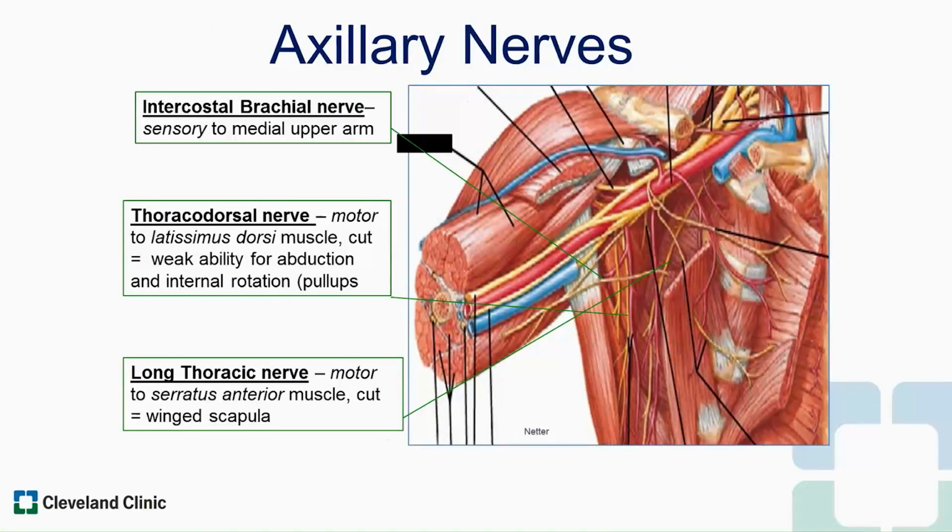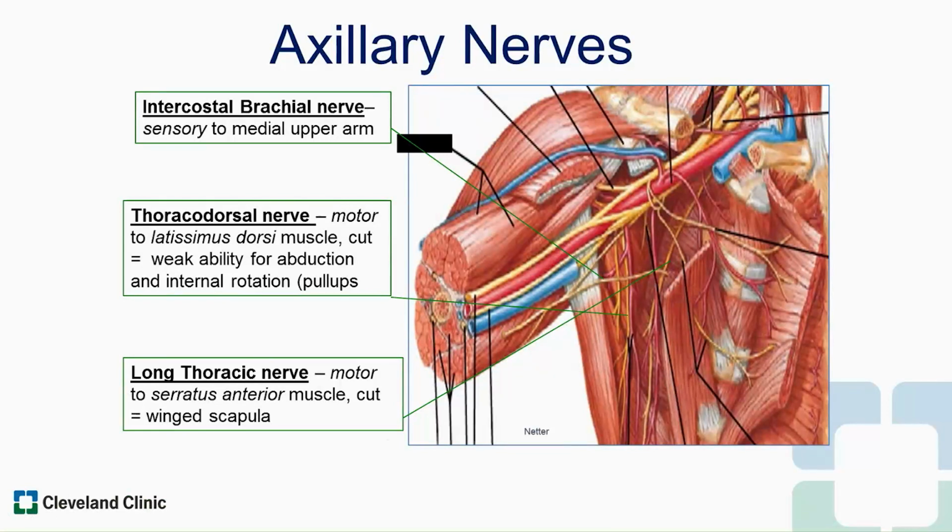What nerves do we need to watch out for? Number 1, there's a sensory nerve, and that's the intercostobrachial nerve. That runs from about interspace T2 into the upper inner portion of the arm. This gives sensation to the medial upper arm. The thoracodorsal nerve runs with the thoracodorsal bundle, and this is coming down and it innervates the latissimus dorsi muscle. It's a motor nerve.